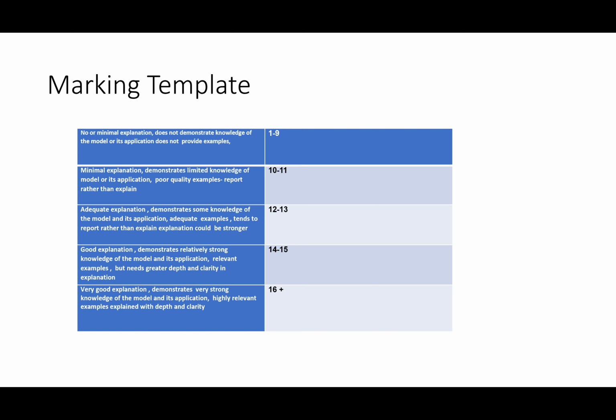Adequate explanation demonstrates some knowledge of the model and its application. Adequate examples, tends to report rather than explain, or the explanation could be stronger. 12 to 13 a credit. Good explanation demonstrates relatively strong knowledge of the model and its application. Relevant examples, needs greater depth and clarity of explanation. A very good, that's a distinction, and you'll notice that to get an HD, very strong knowledge, very good explanation, highly relevant examples, depth and clarity.